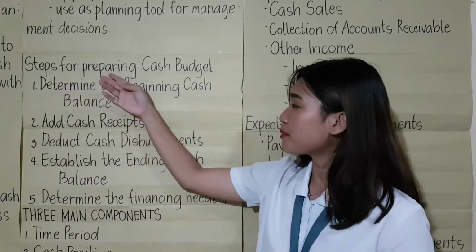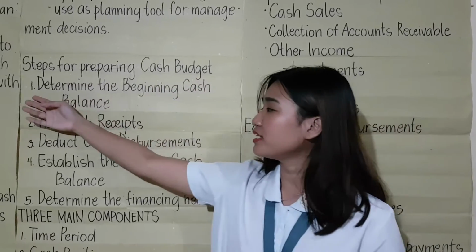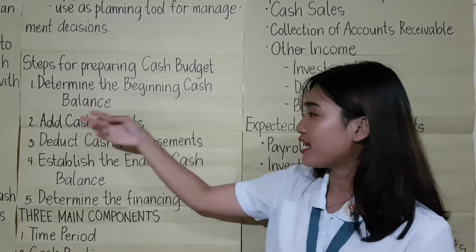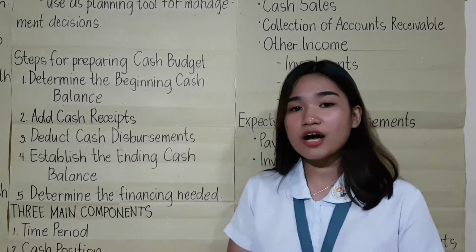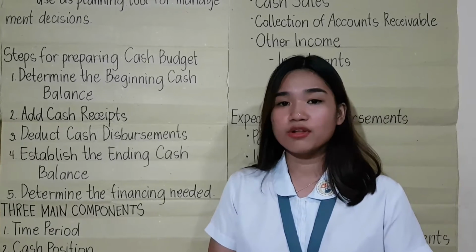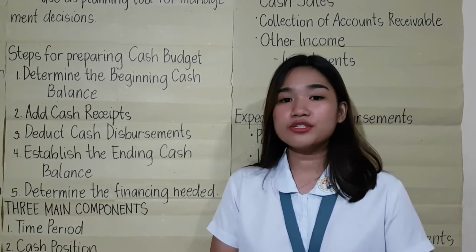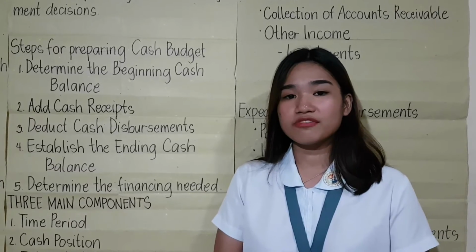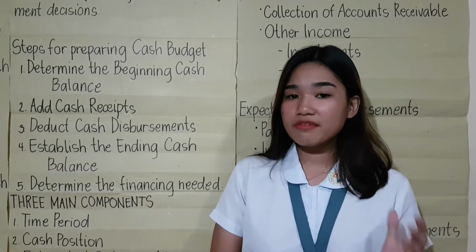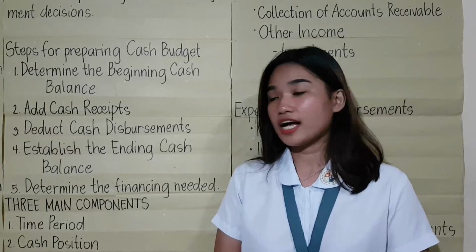There are steps for preparing a cash budget. The first one is to determine the beginning cash balance. You have to find out how much cash will be available for the beginning period. It is usually found in the statement of financial position from the previous year under the cash account.